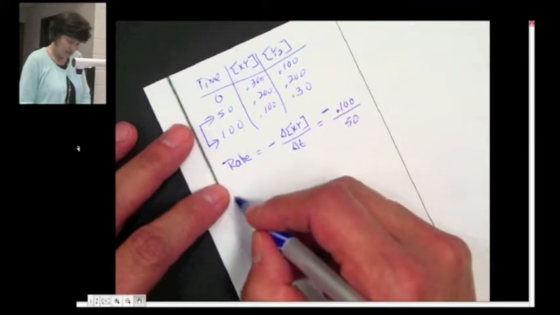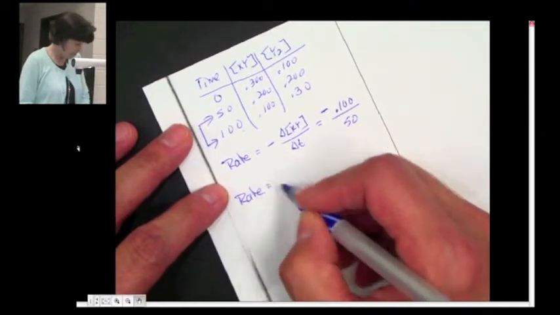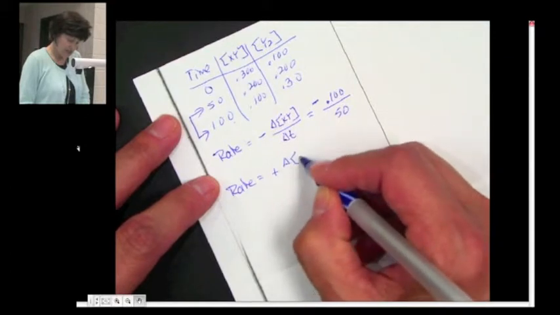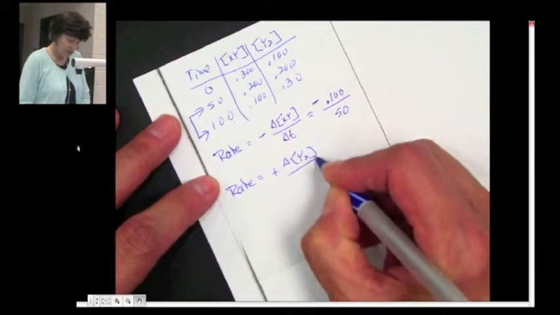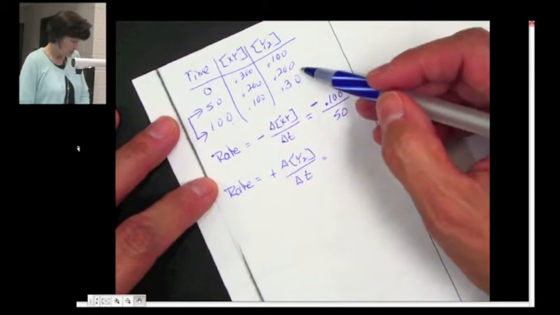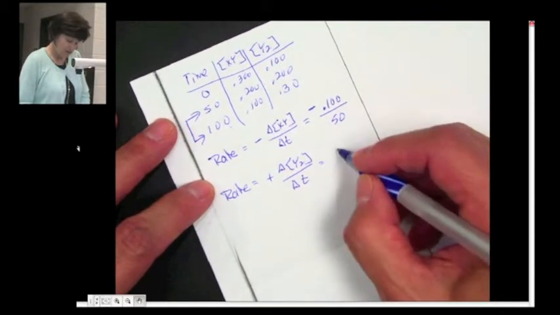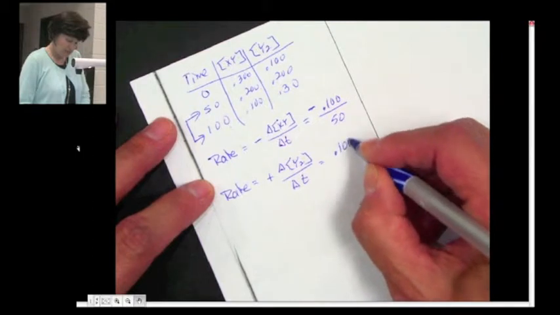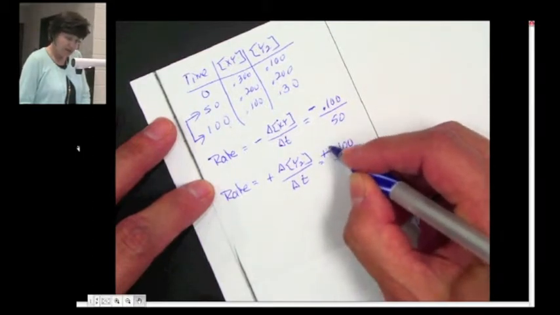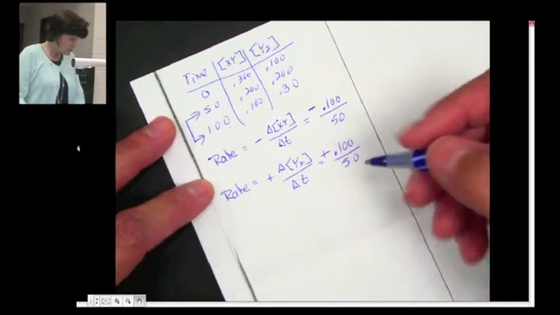If we wanted to calculate the rate of the appearance of a product, then it would be the change in the concentration of one of the products over the change in time. Looking back up at our data chart, that would also be 0.1 over 50 seconds, and that would be positive because it's increasing. So, simple arithmetic based off the data that's given.